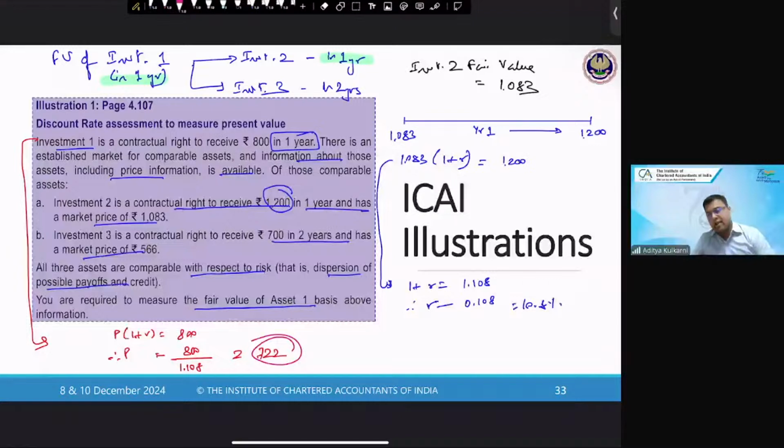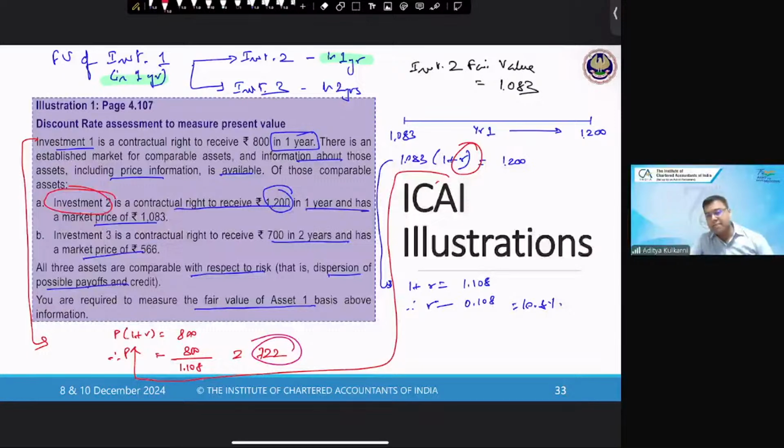अच्छा कौन सा मेथड होगा, लेवल 1, लेवल 2 और लेवल 3 इनपुट्स? Level 1, sir. No Mamta, it won't be level 1 because you are taking investment 2's value, arriving at the rate and then applying this rate here. So am I making an adjustment to the valuation? Am I making an adjustment to investment 1 using another observable input? Answer is yes. So it will be level 2 valuation.